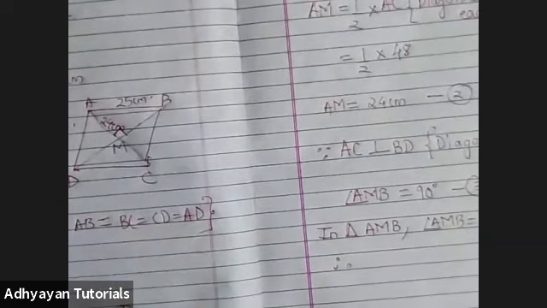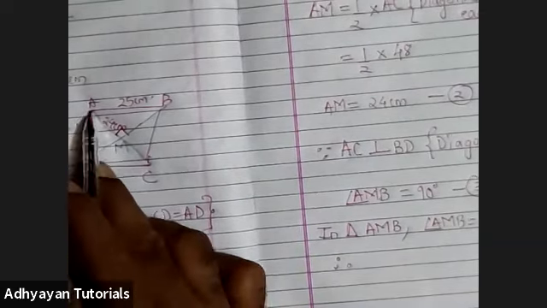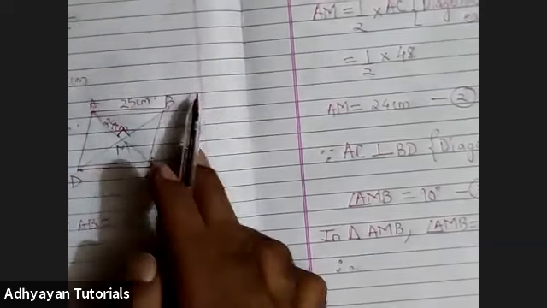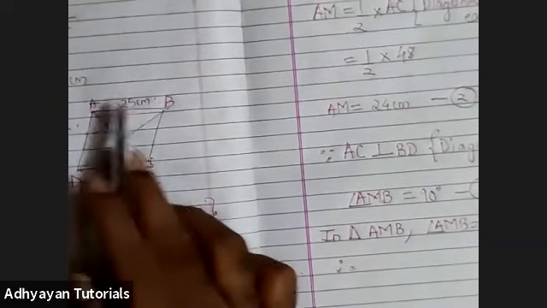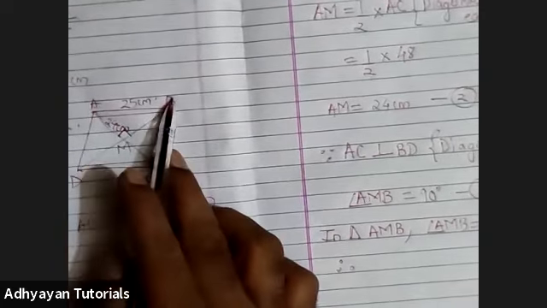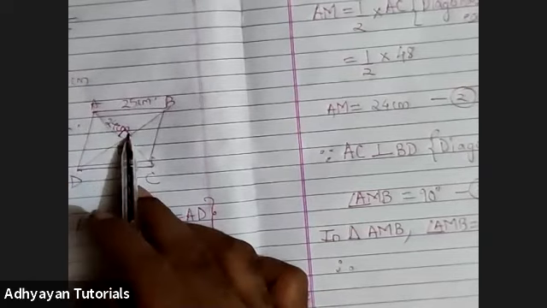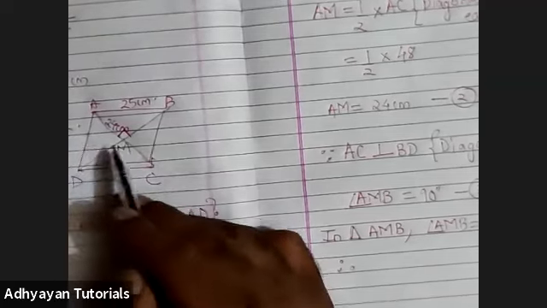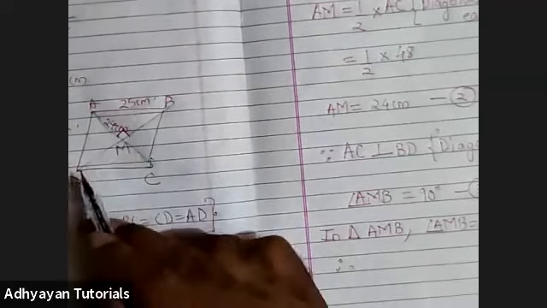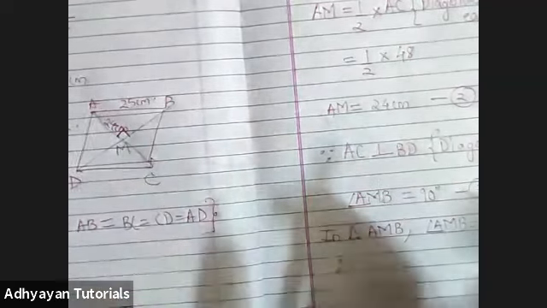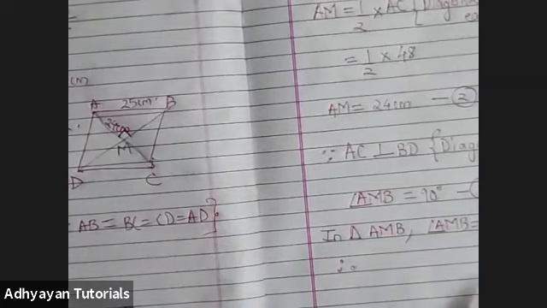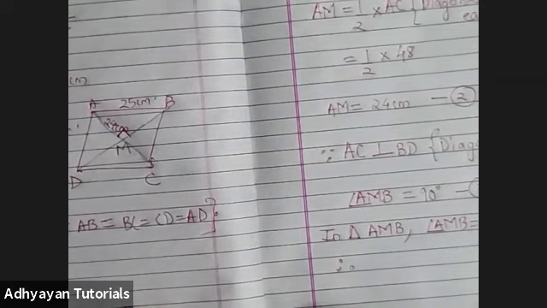Why am I applying Pythagoras? Because I know AM, I know the hypotenuse. The side opposite 90 is called the hypotenuse. I know the hypotenuse's value. I know one of the sides' value. Can I find the third side? Yes. And once we get MB, if we double it we will get DB, the second diagonal. And once the second diagonal is found, we get the area of the rhombus, which is what we want, right? So basically I'll apply Pythagoras here.